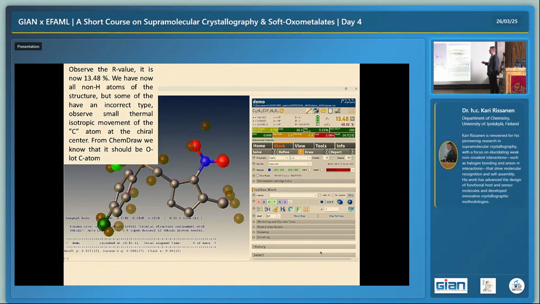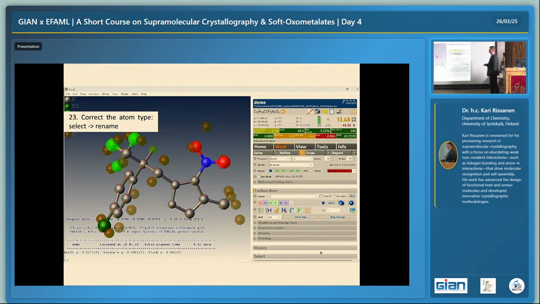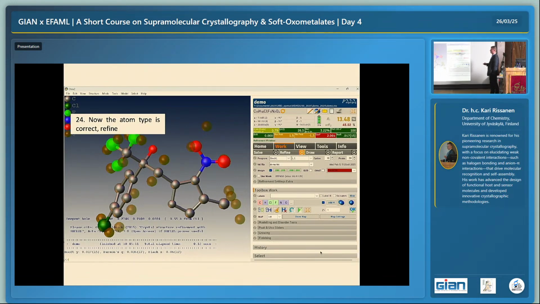So clearly now, the thermal movement of the carbon atom in the chiral center, okay, you can't see it now, but we know that this carbon, which is hidden, I will show it in the program, there is an atom that we assigned as carbon, and that's really an O atom. So we have to change this. So that one here at the back. So we correct the atom type. This one here is not the carbon, it should be our O atom. We do this and now refine.